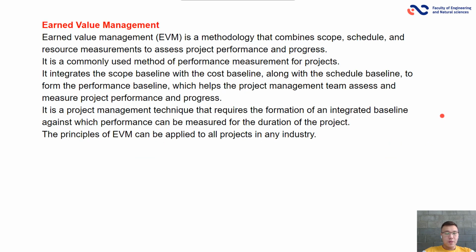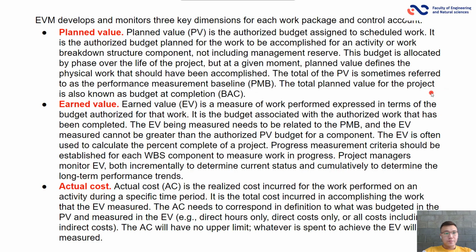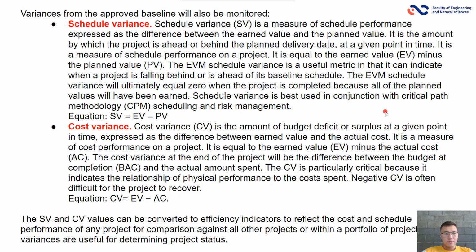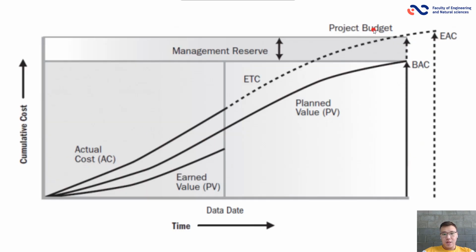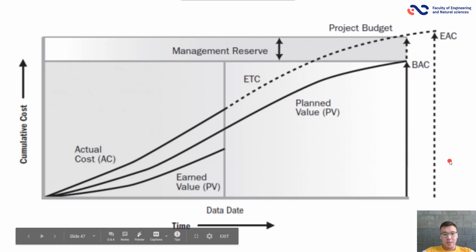Earned value management. Earned value management is a methodology that combines scope, schedule, and resource measurement to assess project performance and progress. Here, EVM includes planned value, earned value, and actual cost. Variance from the approved baseline will also be monitored by schedule variance and cost variance, schedule performance index and cost performance index. It's a graph with the cumulative cost and time.